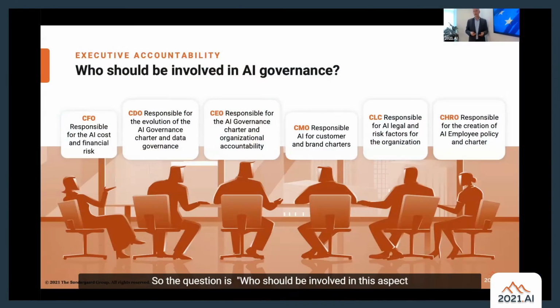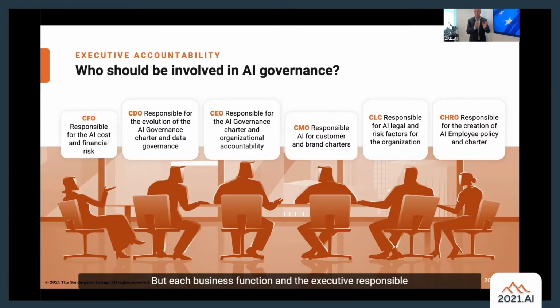So the question is, who should be involved in this aspect of AI governance? Well, we've picked a number of them. Clearly above these different executives, you will find the board, and we will talk later about the responsibilities of the board. And below it, or maybe even around it, you will find the technology function and the CIO as being responsible for all aspects of ensuring that this works to the standards of the organization.